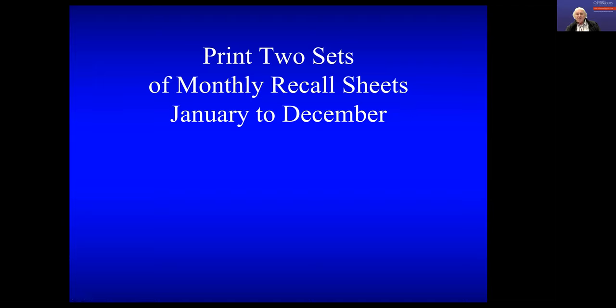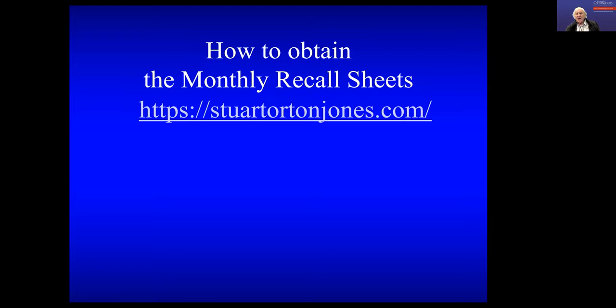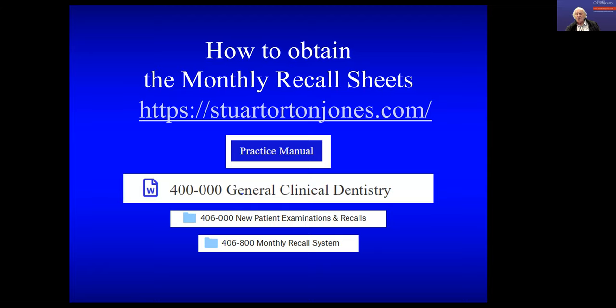Okay, you then print the January to December sheets. And this is where you get them from. Sally, if you want to take a photograph of this. Okay. You got that, Eldo? I took a photograph. You did? Okay. Yeah.